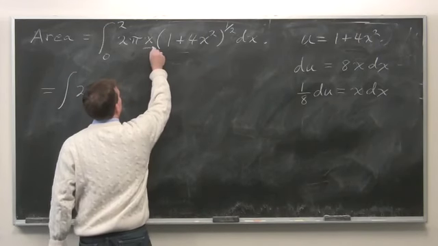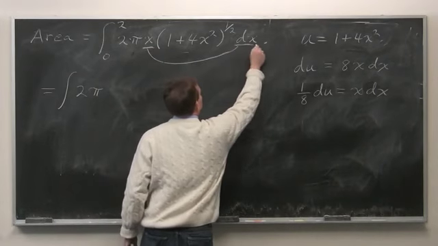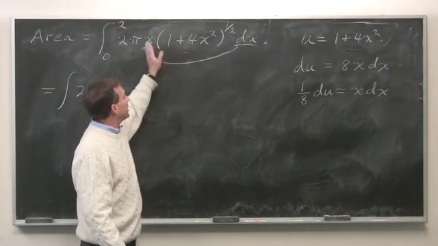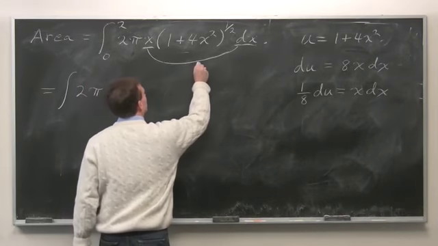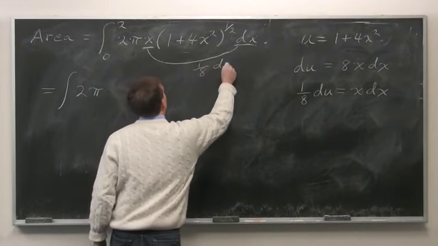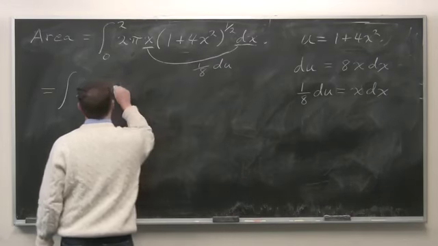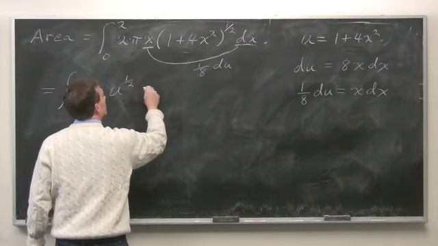Part of the point of the substitution is that the x times dx, whether you rewrite it with the x over there or not, x times dx is 1/8 of du. And then 1 plus 4x squared is just u, so we get a u to the 1/2. And then the x dx is 1/8 du.